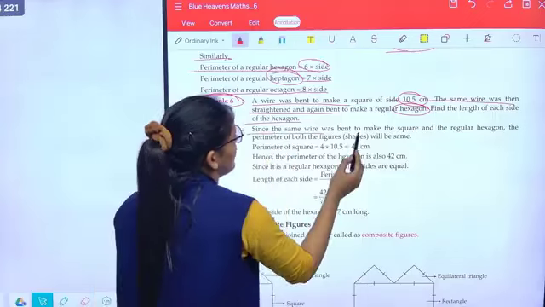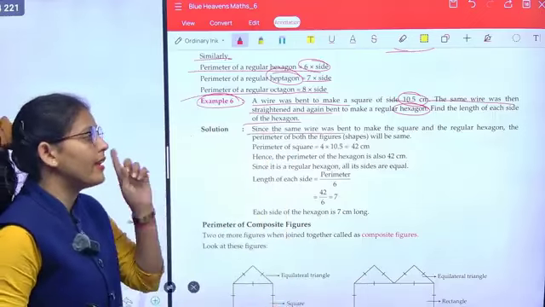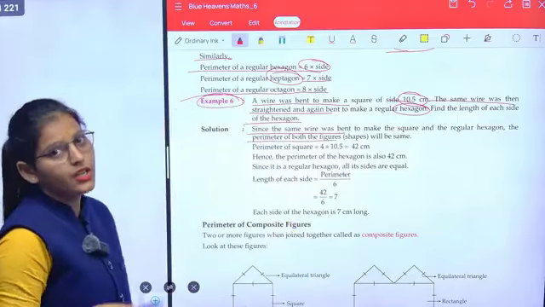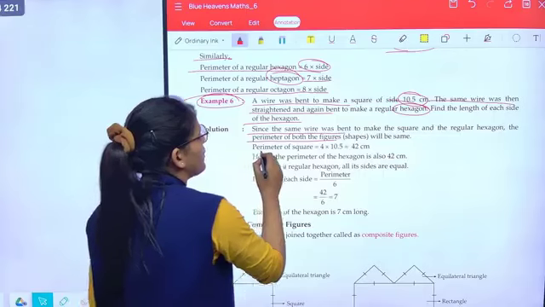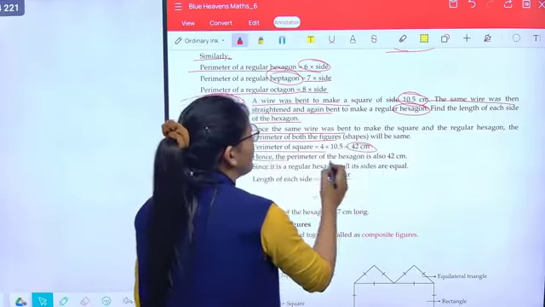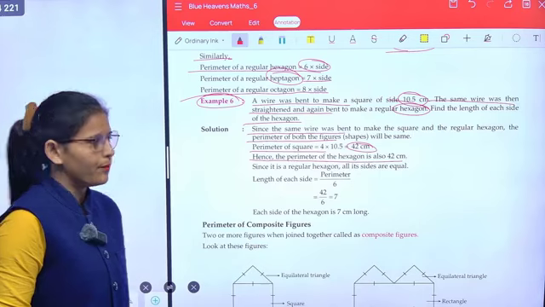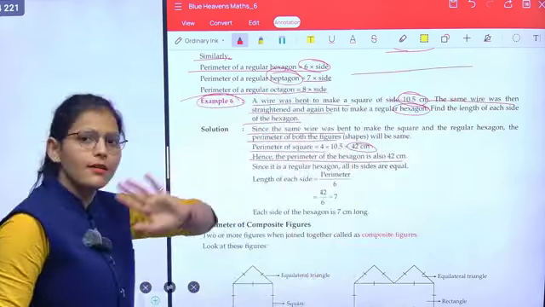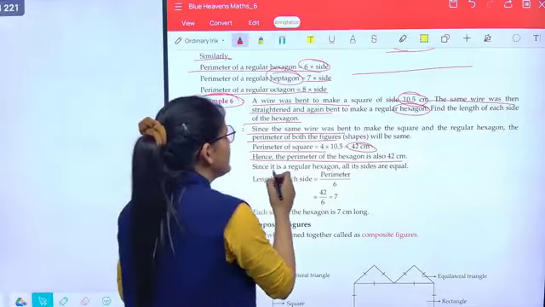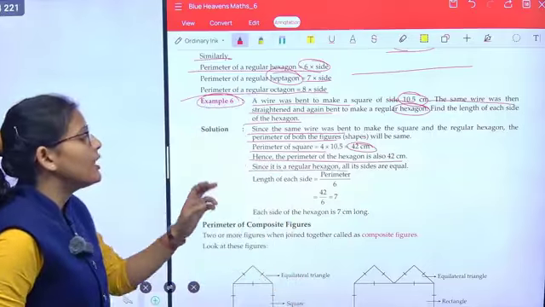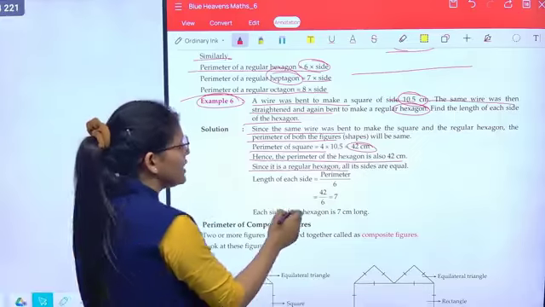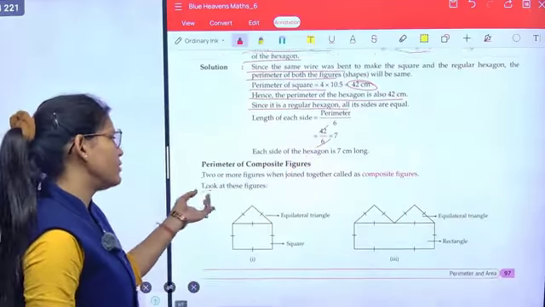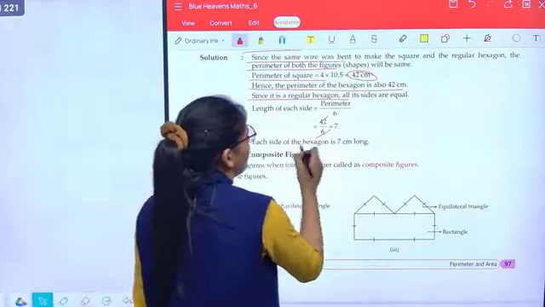Class, since the same wire was bent to make the square and the regular hexagon, the perimeter of both figures will be the same. Perimeter of a square, class, this. Hence the perimeter of the hexagon is also 42. Why? Because class, the wire was the same. Now, since it is a regular hexagon, all its sides are equal. Length of each side, perimeter upon 6, that is 6 sevens are 42. Each side of the hexagon is 7 centimeter long.